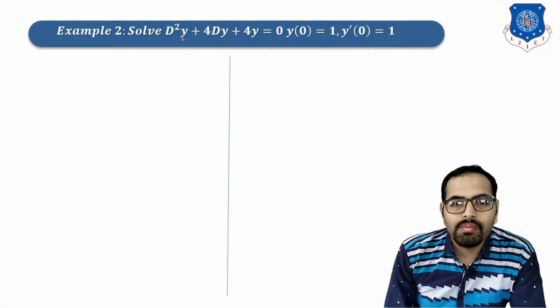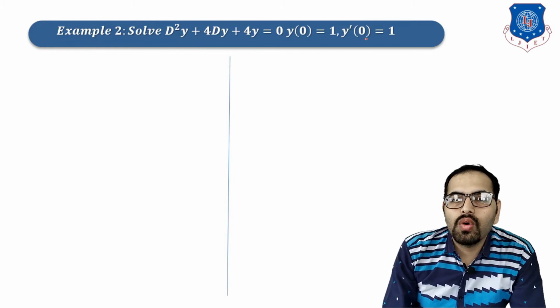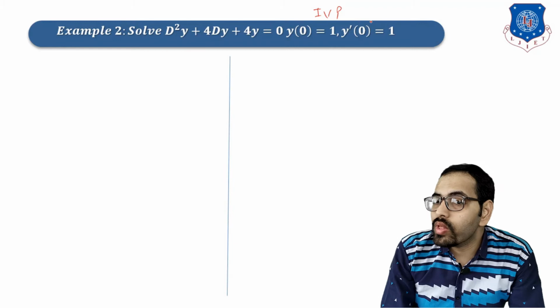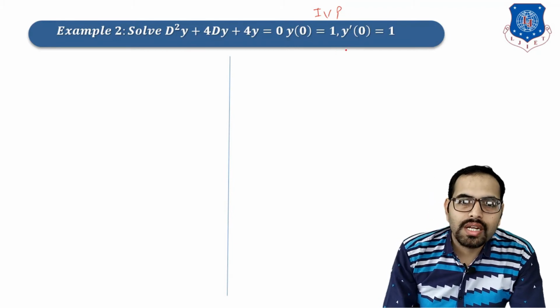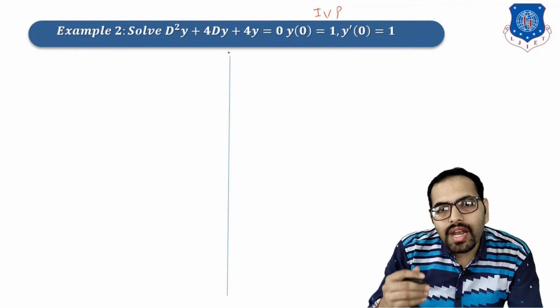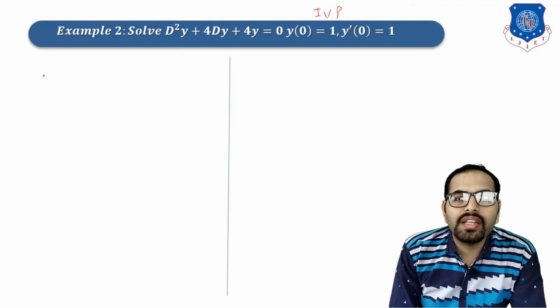D square y plus 4Dy plus 4y equal to 0, where y of 0 equal to 1 and y dash 0 equal to 1. This is indicated by the IVP. IVP means initial value problem. With the help of the IVP, we can find the particular solution. Let's see. First, we find the general solution. Then after that we go for the particular solution. First, rewrite the equation.